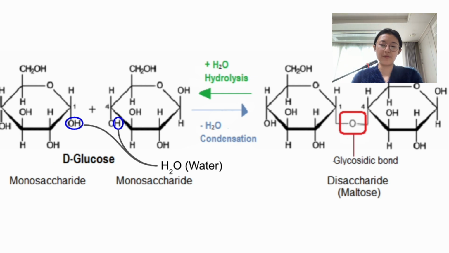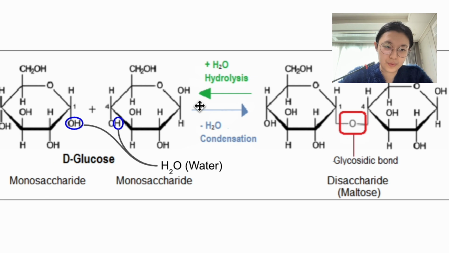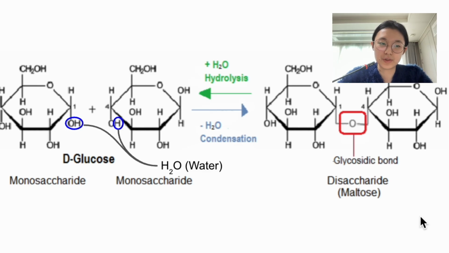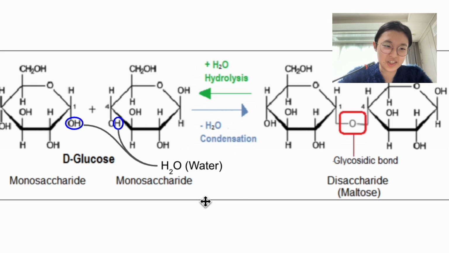I think it's very important for me to clarify one thing. I think it might be confusing for you guys when you're seeing this diagram, because you could have presumed that maltose is made of 2 alpha glucoses, and this molecule doesn't necessarily look like an alpha glucose, or rather looks like a beta glucose because of the orientation of the hydroxyl group.